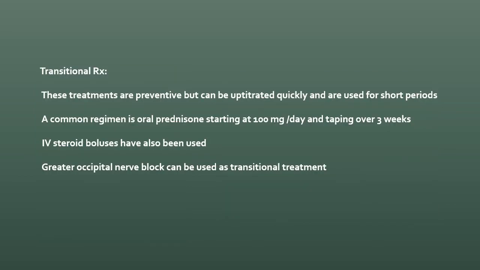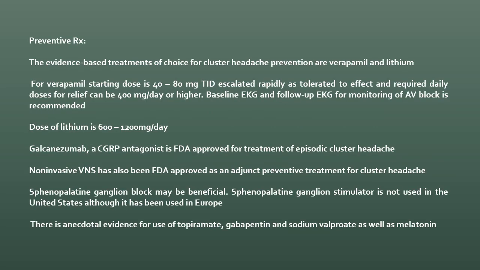Transitional treatment. These treatments are preventive but can be up-titrated quickly and are used for short periods. A common regimen is oral prednisone starting at 100 milligrams per day and tapering over 3 weeks. IV steroid boluses have also been used. Greater occipital nerve block can be used as transitional treatment. Preventive treatment.